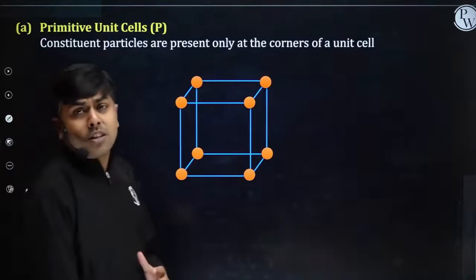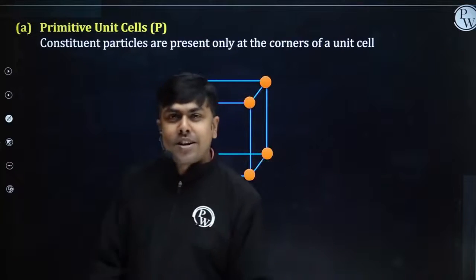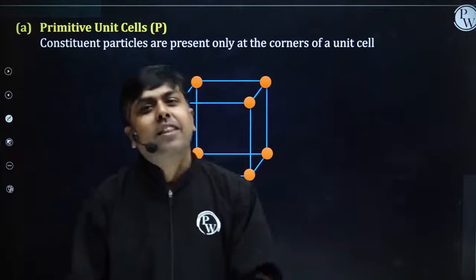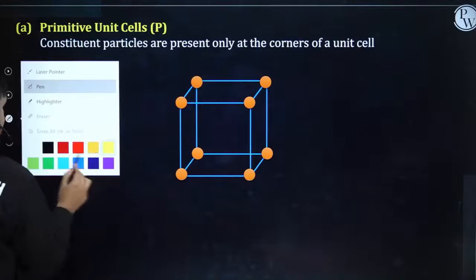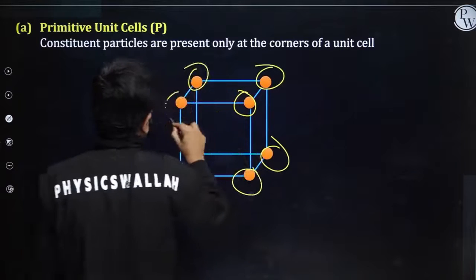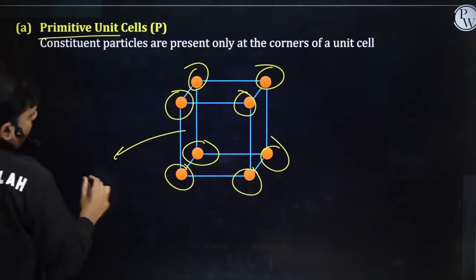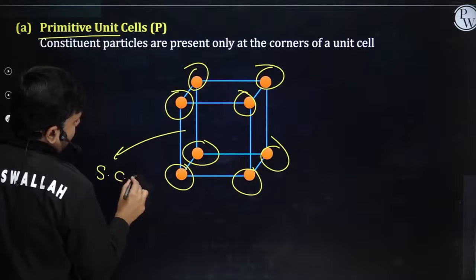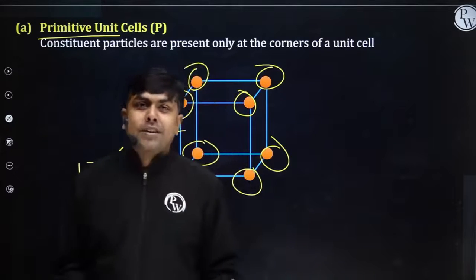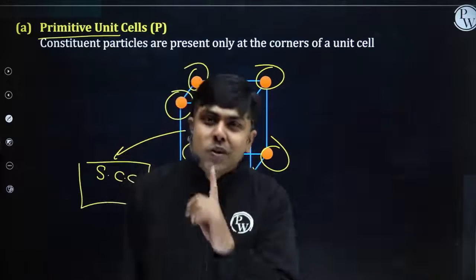Students, in a primitive unit cell, the constituent particle, which is represented by a sphere, will be present only at the corners of this cube. It is referred to as a primitive unit cell, or we also call it a simple cubic unit cell, SCC lattice. We'll study about this, don't worry. In case of a primitive unit cell, the constituent particles are present only at the corners.